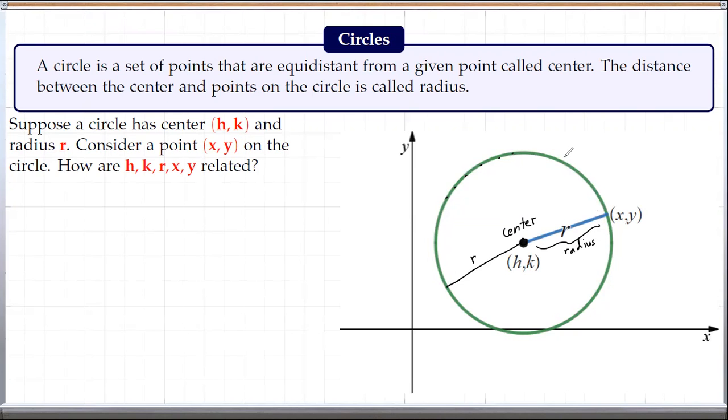Now let's look at how we can find the equation of the circle. For that, let's consider any arbitrary point (x, y) on the circle like we are given here. The center, let's denote by (h, k), and the radius is r. So now we need to think how r, (h, k), and (x, y) are related. Of course, r is the distance between the point (h, k) and (x, y), so we can apply the distance formula.